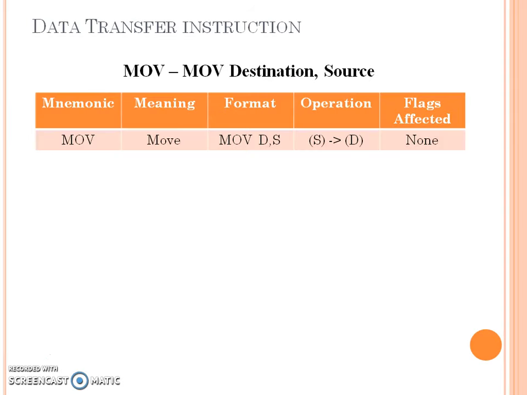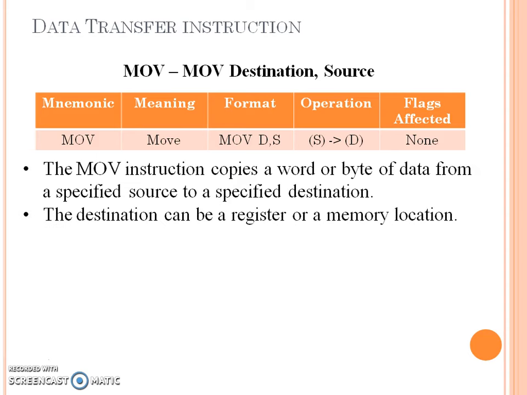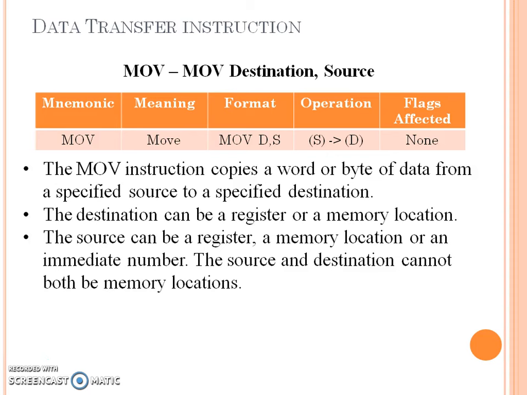The first is the move instruction. The mnemonic is MOV and the format is MOV followed by the destination address followed by the source address. The destination can be a register or a memory location. The source can be a register, a memory location, or an immediate number. The source and destination cannot both be memory locations, and the operation moves data from the source register or source memory location to the destination, and none of the flags are affected by this.